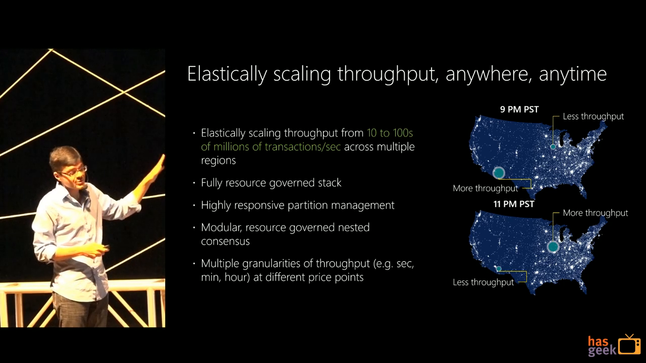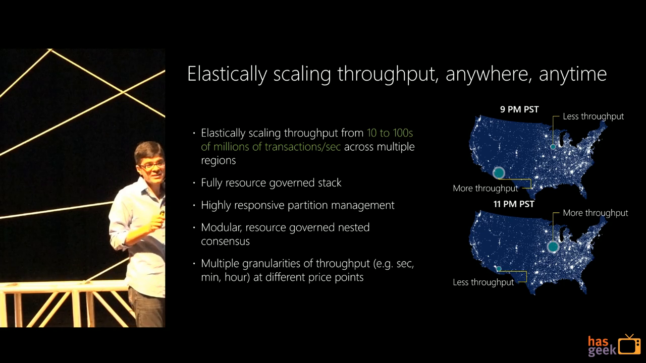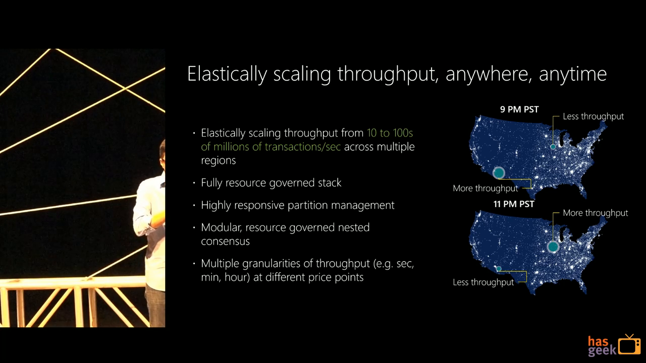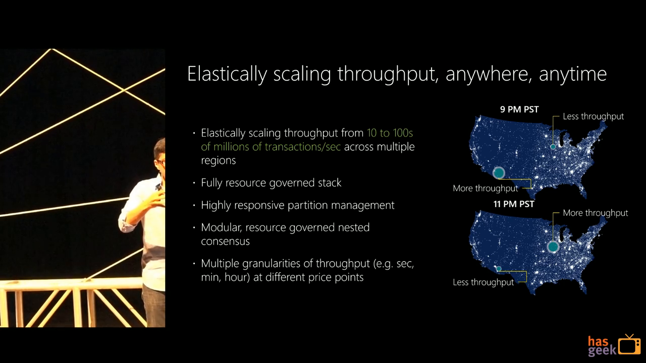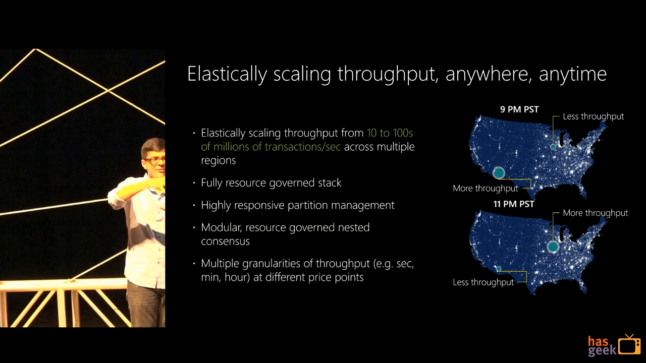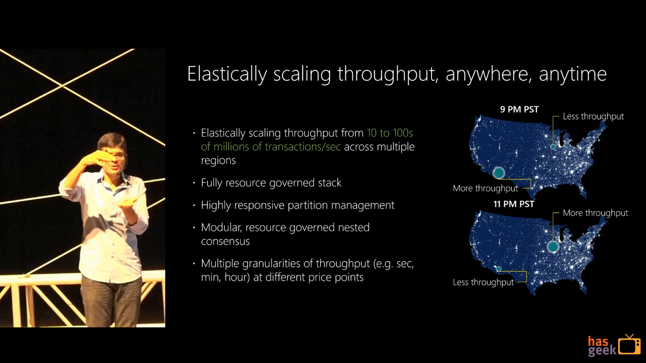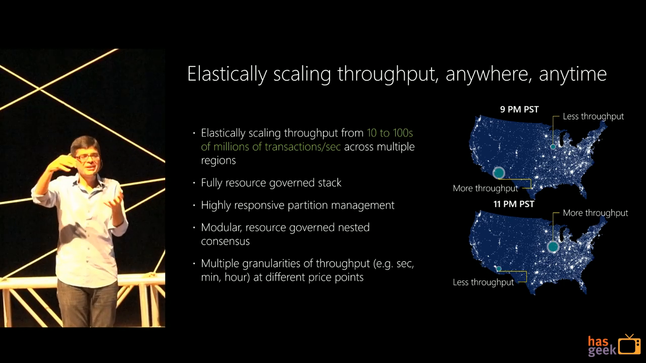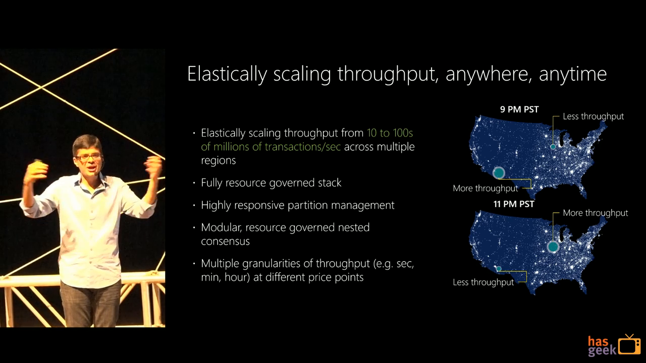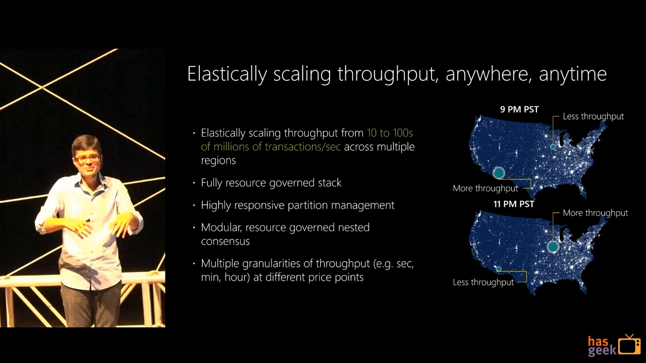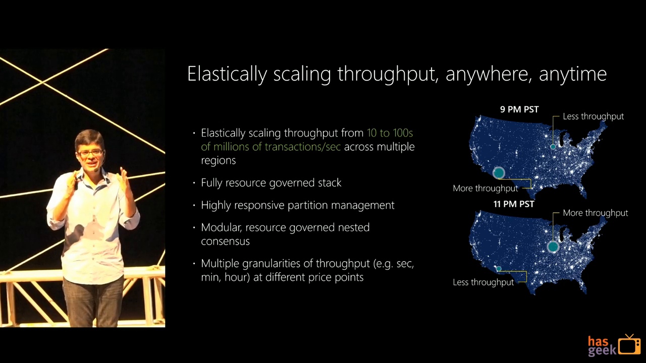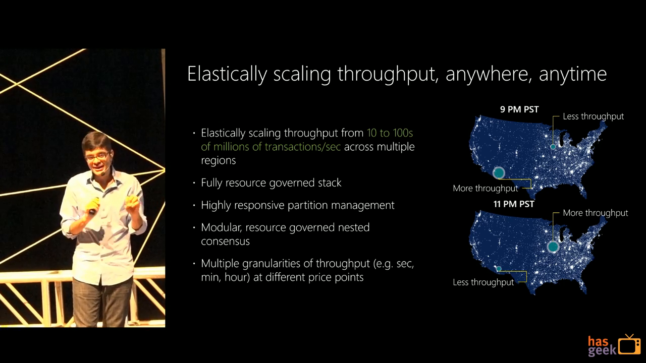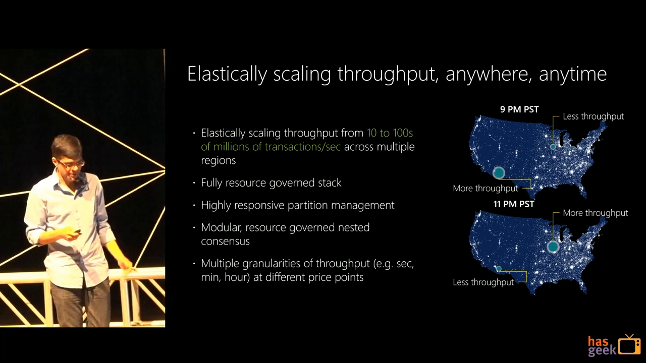So this requires a fully resource governed stack. It requires a highly responsive partition management scheme, so that when you split a partition and you distribute it around the world for the throughput that it's supposed to honor, every replica, every partition is calibrated with the amount of throughput it is supposed to deliver. And when every replica of a customer is placed in conjunction with thousands of other customers on a same machine or across the cluster, we want to make sure that every one of these components live within its fixed amount of system resources and deliver the throughput that it's supposed to deliver.